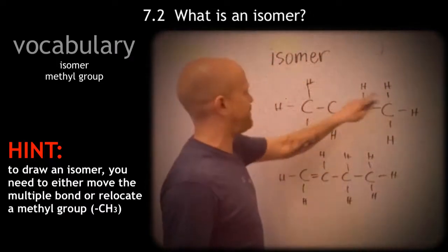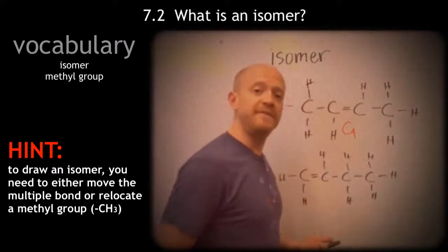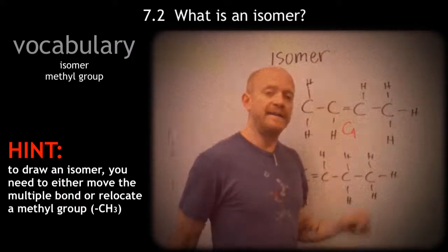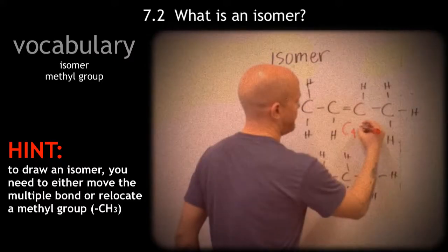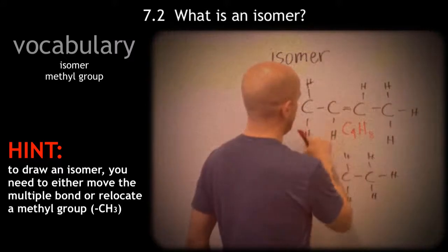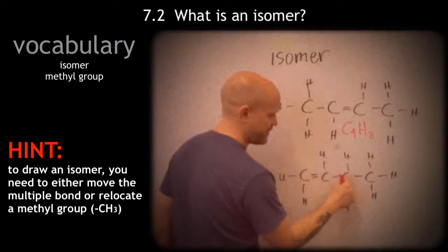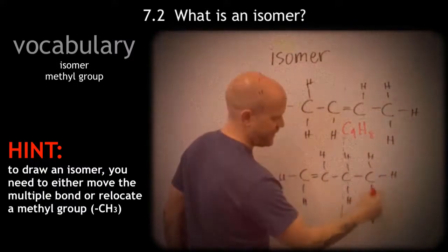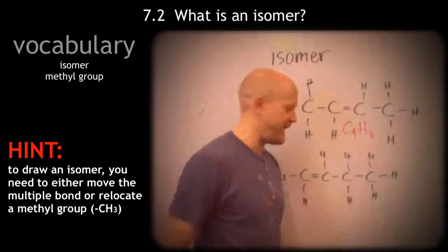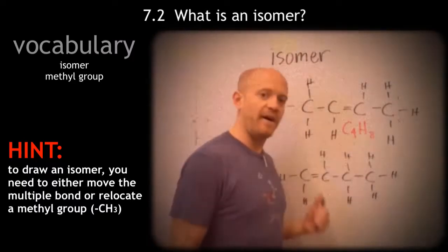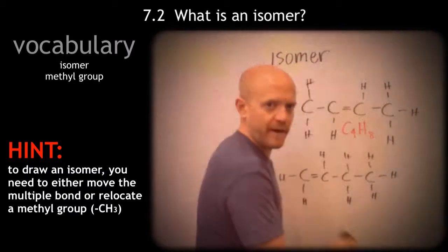So we have 1, 2, 3, 4 carbons. And we remember by looking at our reference table that an alkene has the formula CnH2n. So this is going to be C4H8. This one down here also has 4 carbons, and we have 1, 2, 3, 4, 5, 6, 7, 8 hydrogens. C4H8. These are isomers of each other. These isomers are easy. All you got to do is move the bond around.